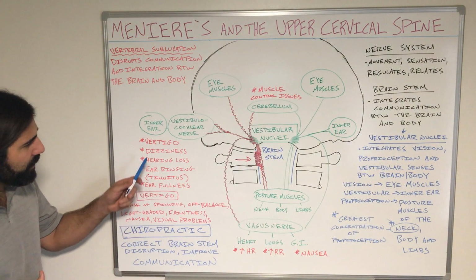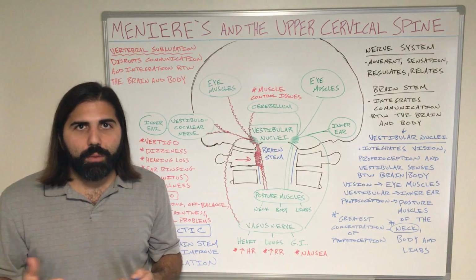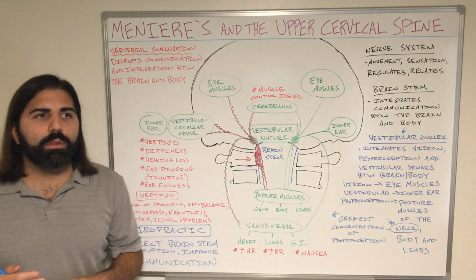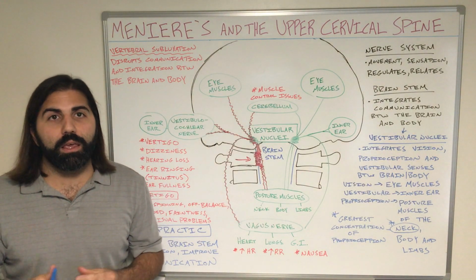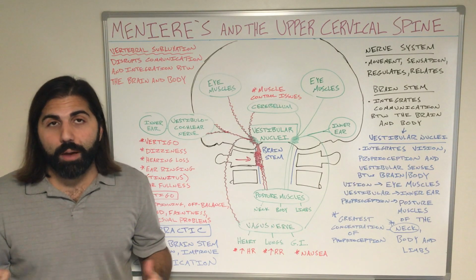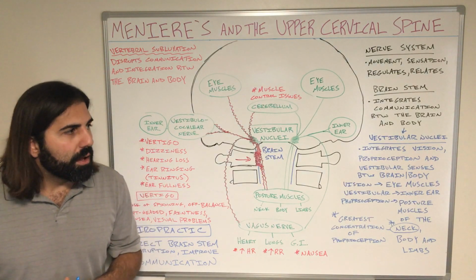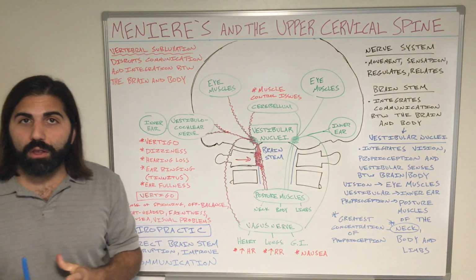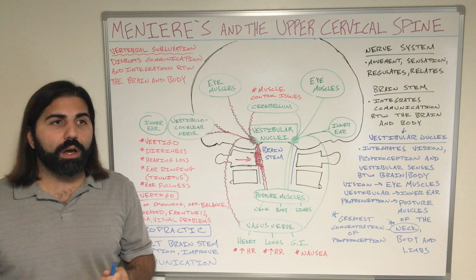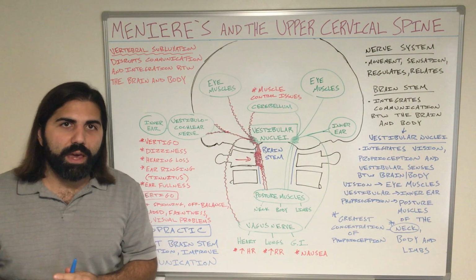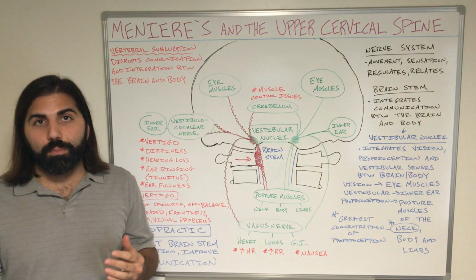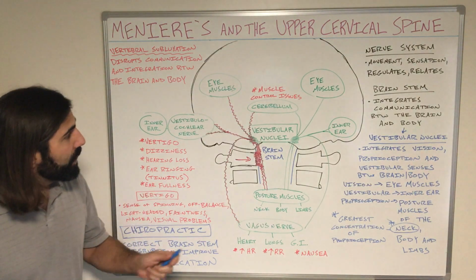Now, when we medically talk about Meniere's disease, it's often classified as an inner ear problem or an inner ear disorder. But if we actually look at the neurology behind what's happening with the inner ear, we can see that it can't necessarily just be a problem with the inner ear.